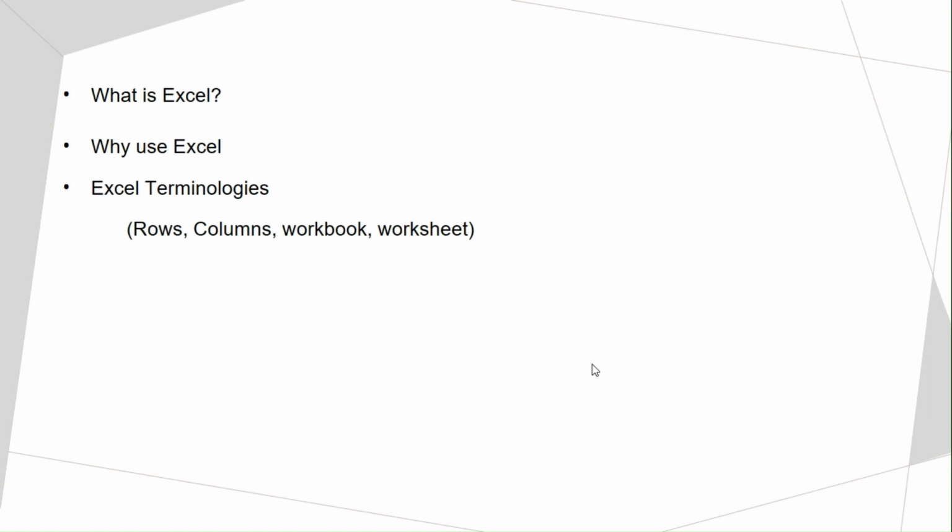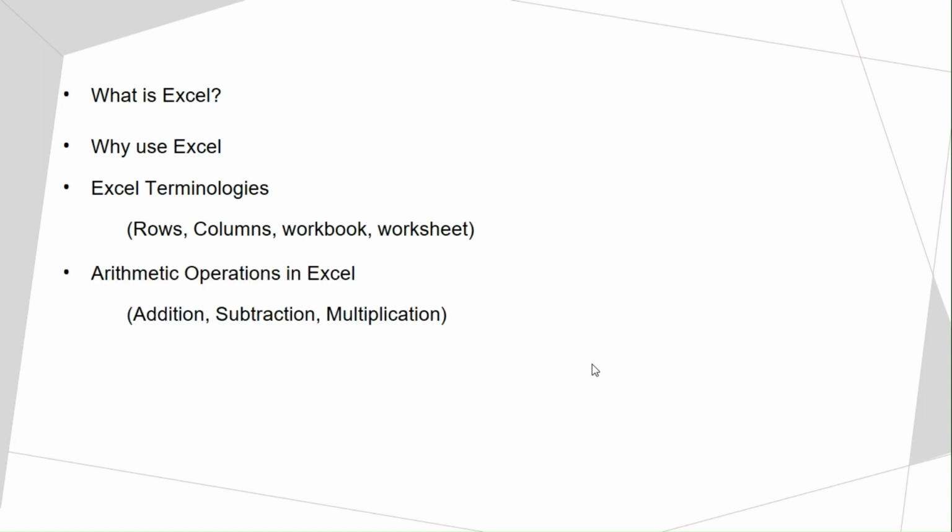The Excel terminologies, such as rows, columns, workbook, worksheet. We'll also take a look at arithmetic operations in Excel, such as addition, subtraction, multiplication.